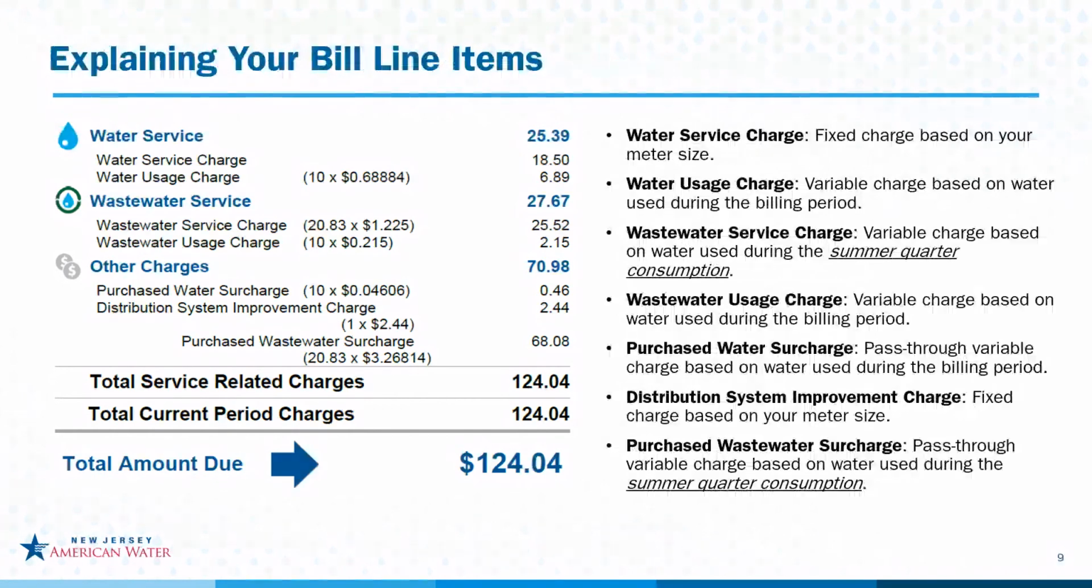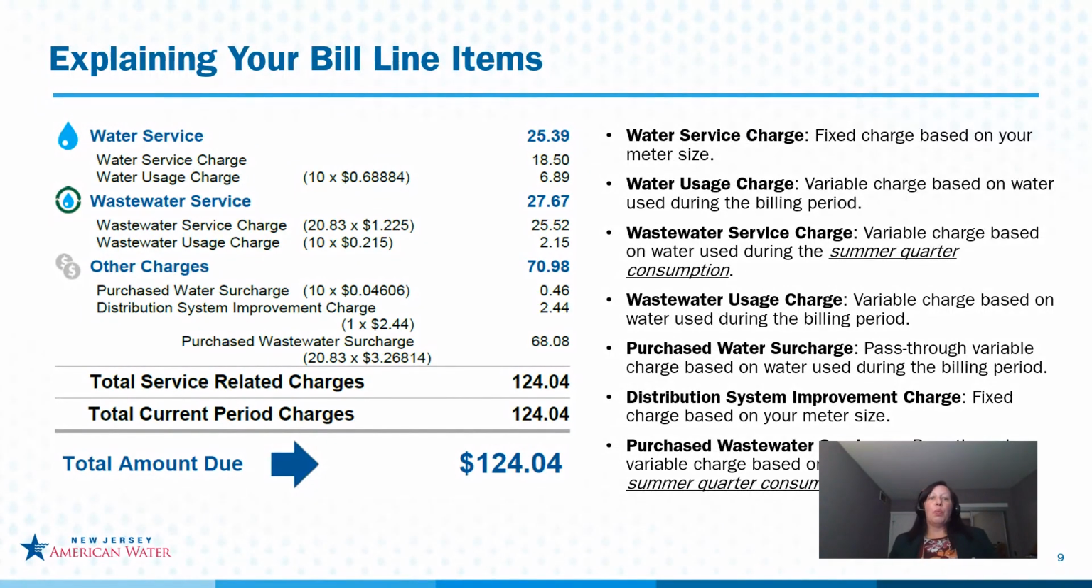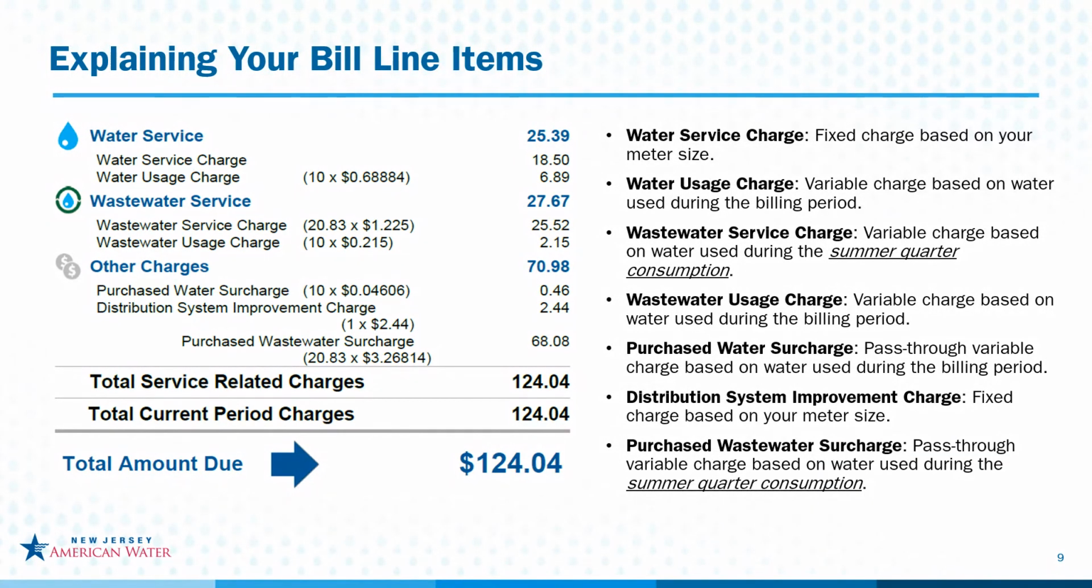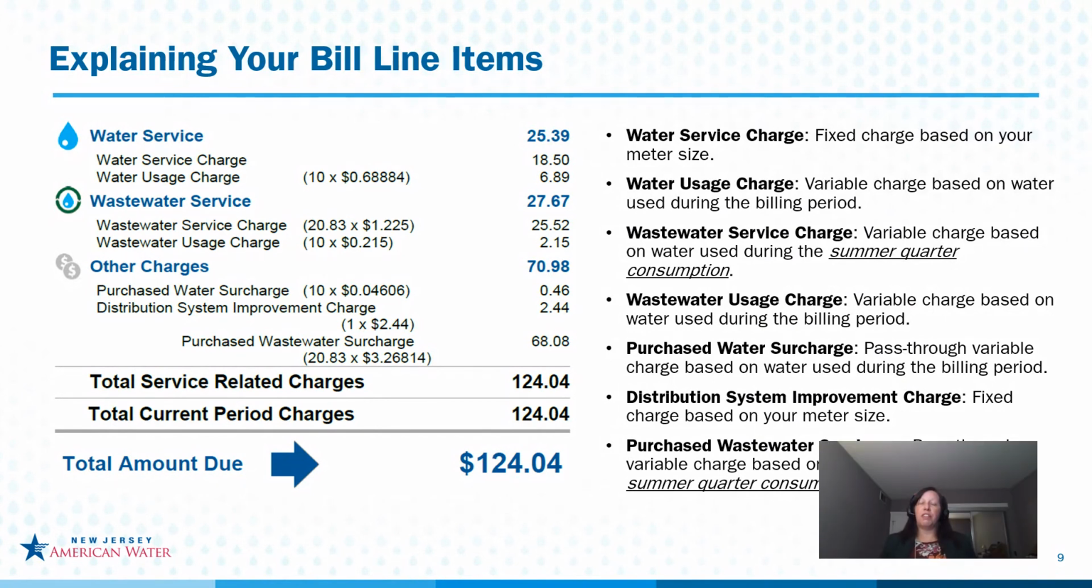So to continue on the next slide, I want to go over both the costs of fixed and variable. So to continue to provide our customers with safe and reliable service, New Jersey American Water has both fixed and variable costs to operate its business. So each line item on your bill represents a rate the company is authorized to charge to recover these costs. And just like the company has fixed and variable costs, we also charge our customers through fixed and variable rates.